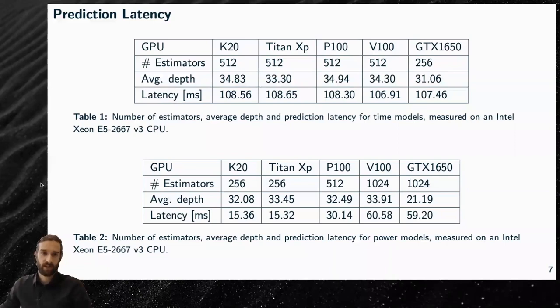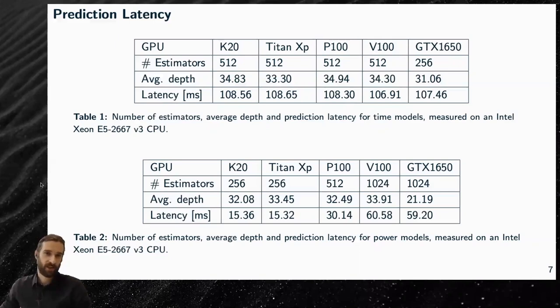For power prediction, we see the number of trees varies from 256 to 1024. And the latency scales with the number of trees, ranging from 15 milliseconds to 60 milliseconds.